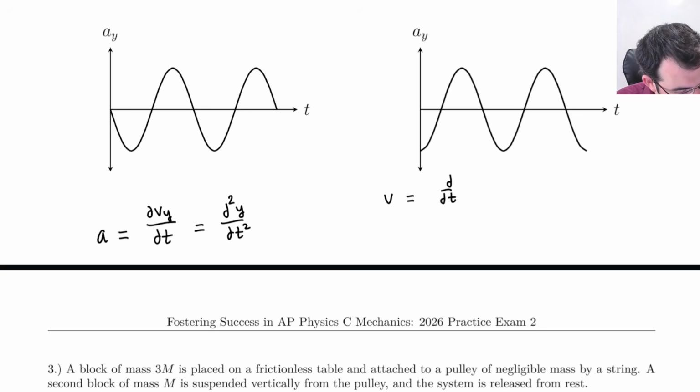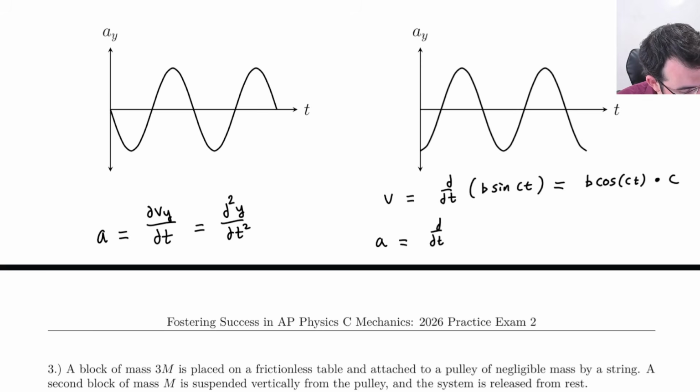So for v, we're just taking the derivative of b sine ct. Just remembering to do the chain rule, although it doesn't really matter. We would get a regular cosine and then got to multiply by c for the chain rule. So we get b cosine of ct times c. And then for acceleration, we take the derivative of that function. And derivative of cosine is negative sine. And we get another factor of c. So you get negative bc squared sine of ct.